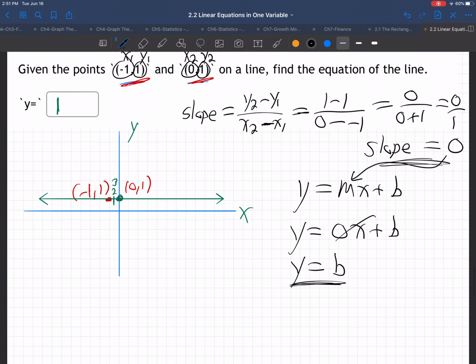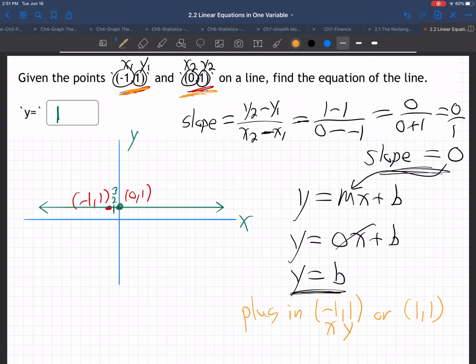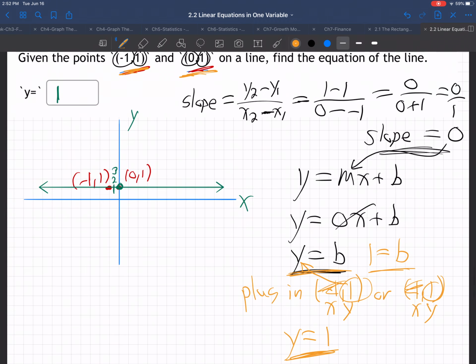Well, now plug in a point. Either point, the negative 1, 1, or you could plug in the 1, 1. It doesn't matter, this one or that one. Grab either one, because this is x, this is y, this is x, this is y. And there's no x here, so forget about this x and forget about that x. Just plug in the y, and notice they're both the same. So y is 1. So b equals y, and y is 1, so b is 1. So therefore, y equals b, y equals 1, must be the equation. Same answer we got over here.